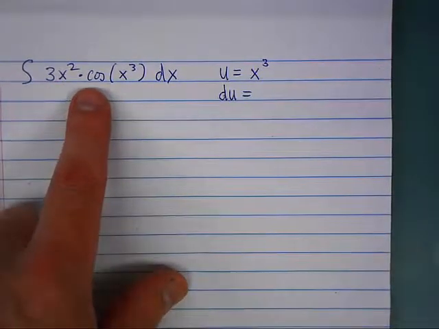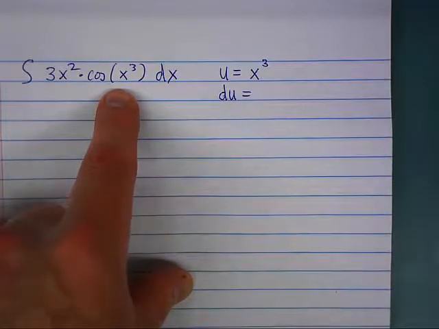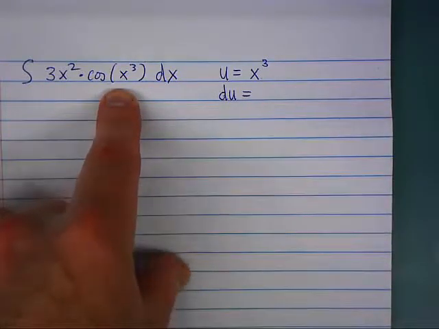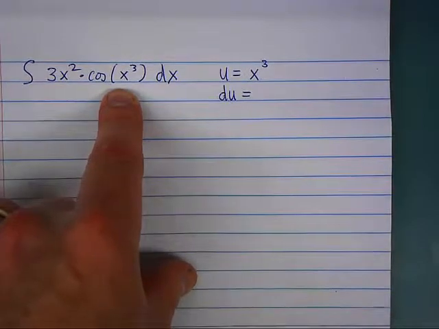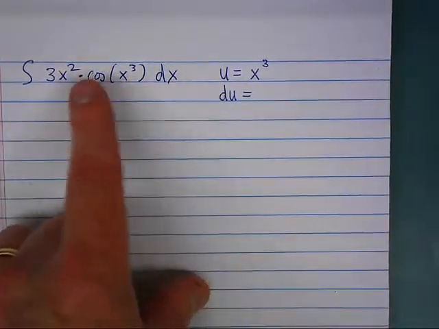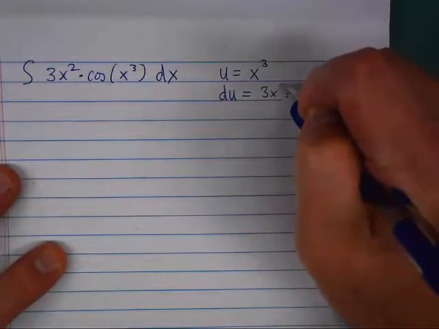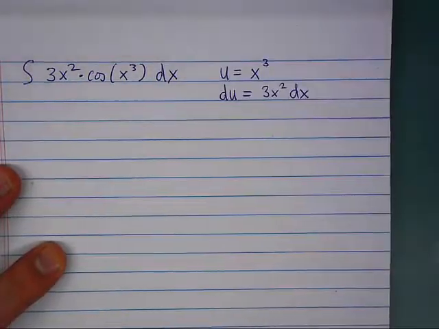If I were to let u be cosine of x cubed, in order to take the derivative, I'd have to use the chain rule, and I'd have negative sine of x cubed times 3x squared. I would see the 3x squared, but I wouldn't know what to do with all that sine stuff. So du is 3x squared dx.